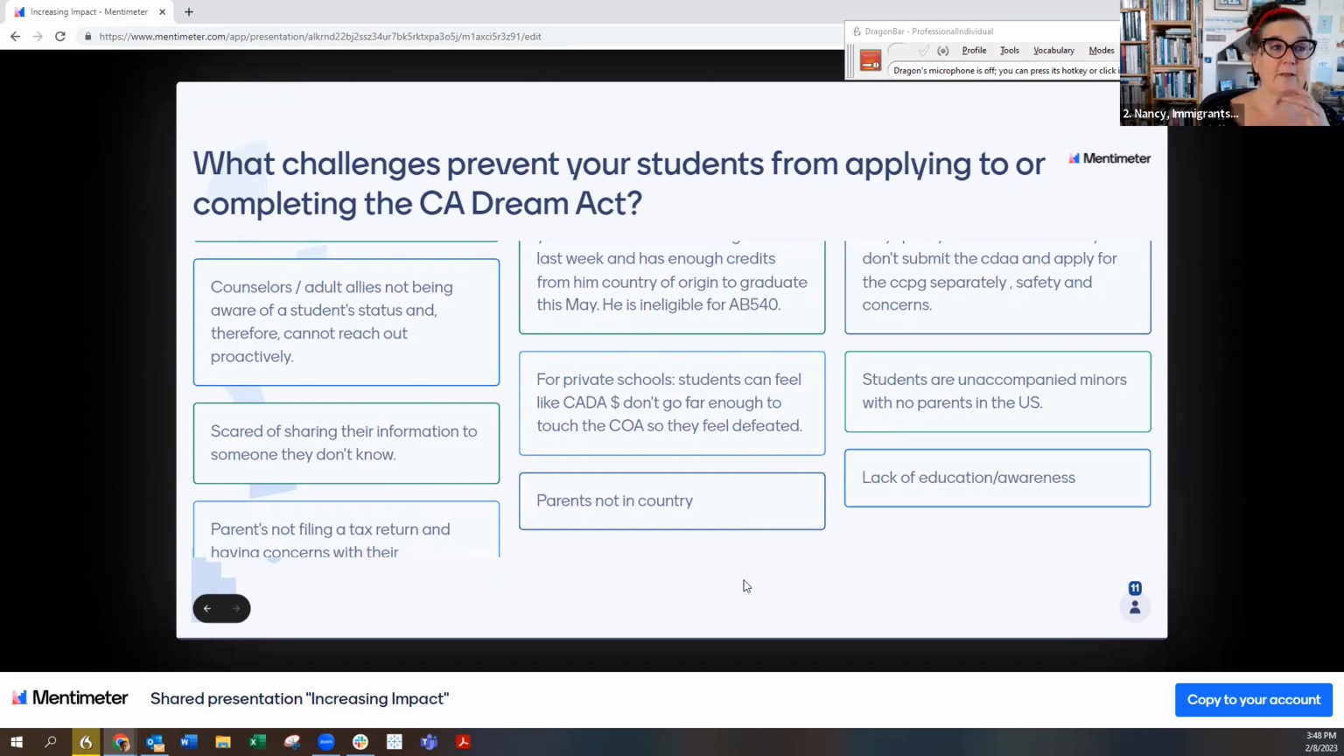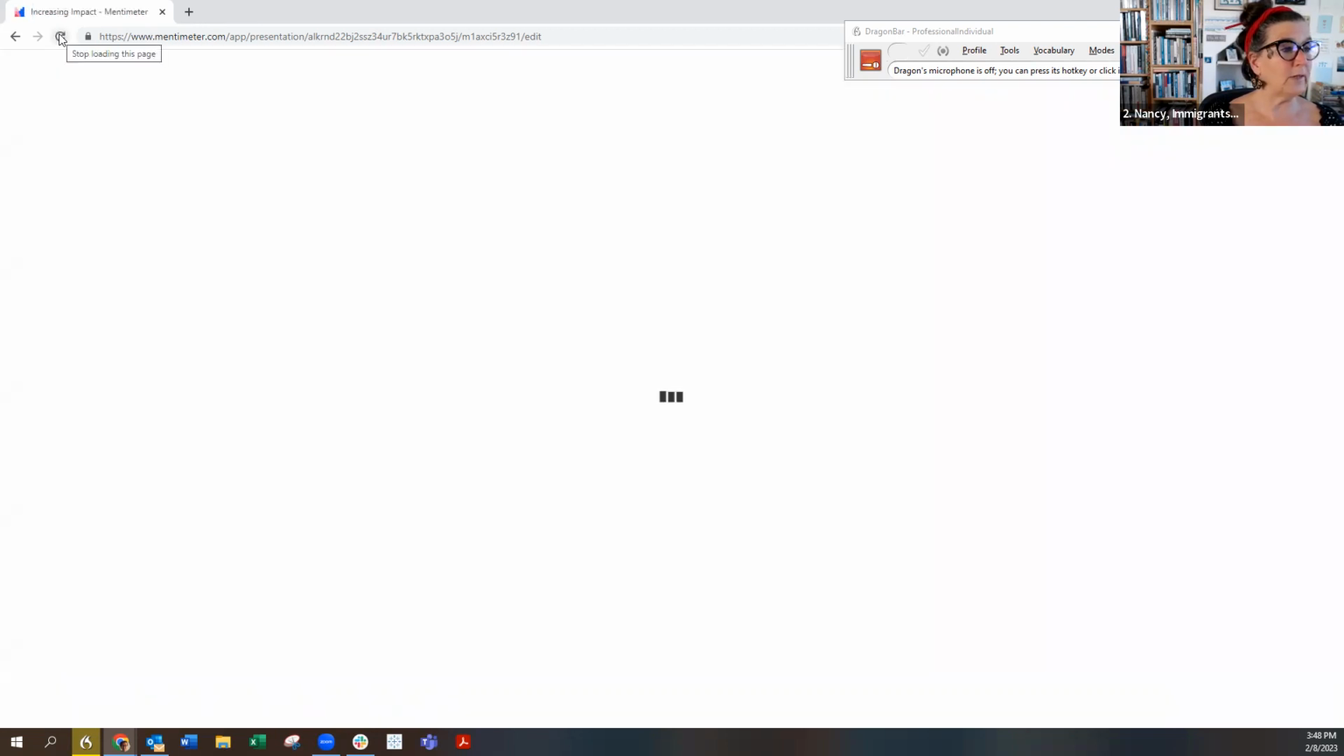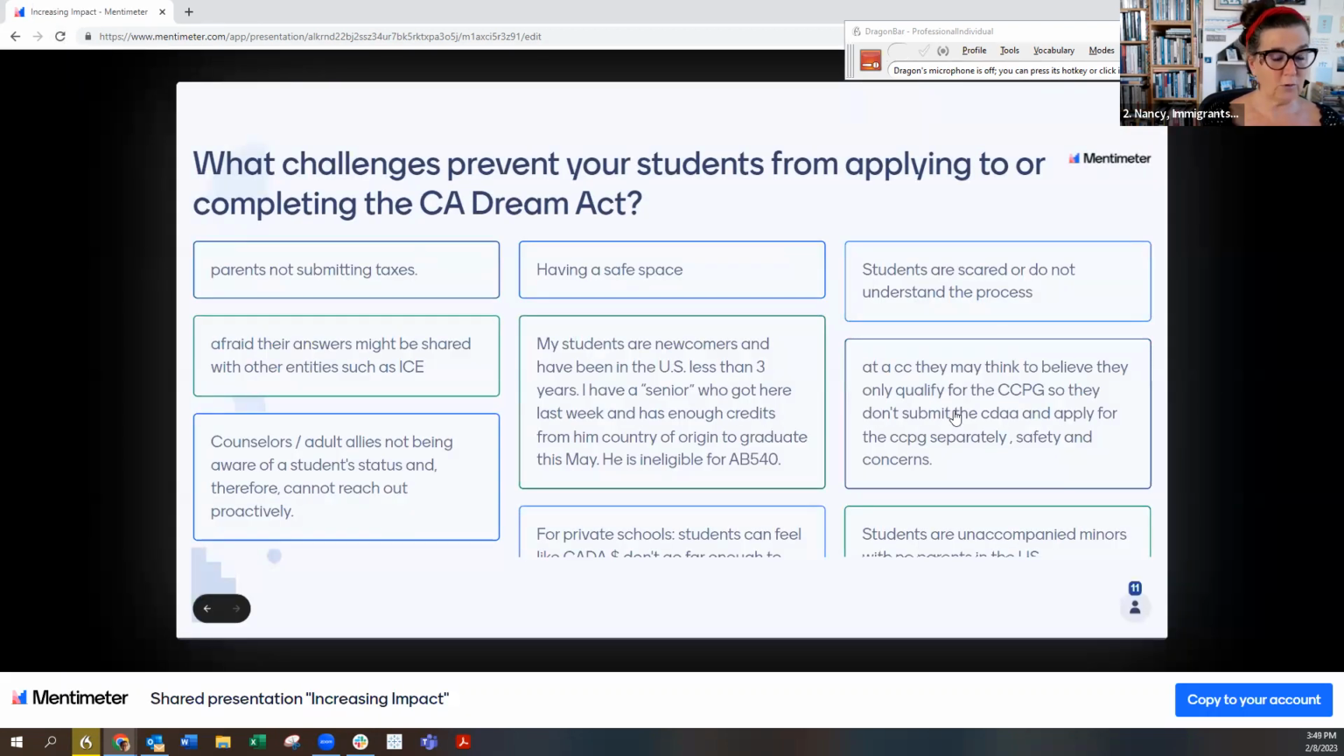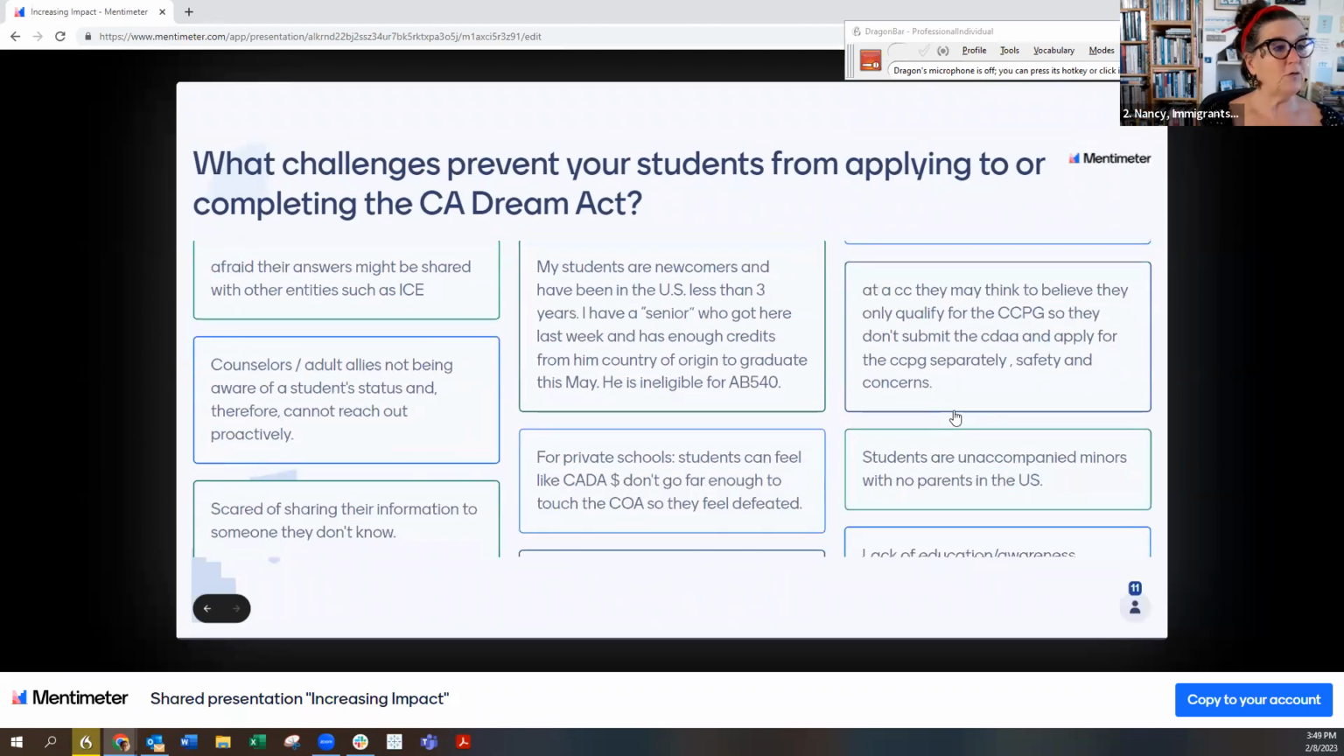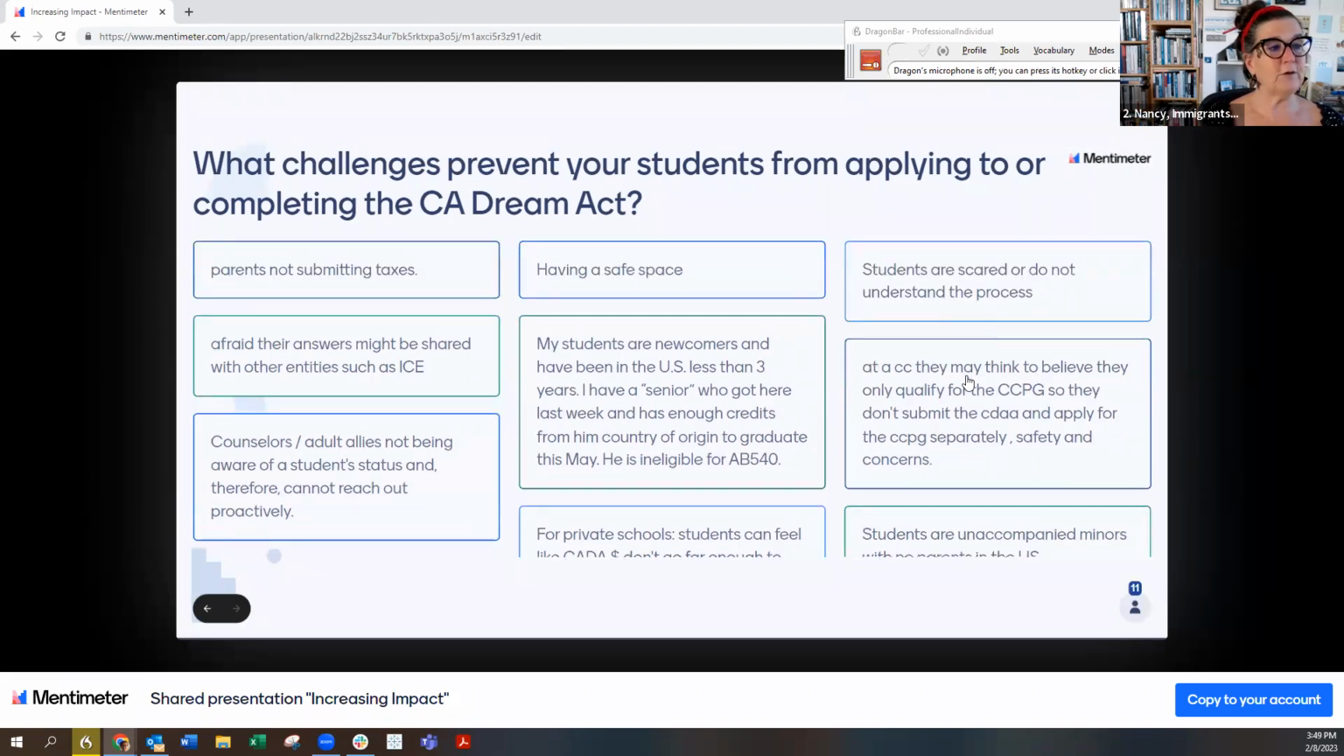I definitely think, thank you so much for sharing some of these different challenges that you're facing. I think those are really important challenges that we all need to be working on, trying to make sure that we can address them. And then this other part is students don't understand the process or think that they can only get the California Promise Grant, so they're not even completing the California Dream Act application, and therefore they think it's maybe safer to apply just to the school. So we're going to touch on a lot of these different challenges as we go forward. Thank you again for sharing those challenges with us now.